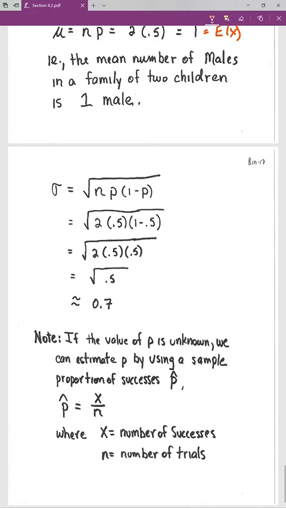And a note, if the value of p is unknown, we can estimate p by using a sample proportion of success, with p hat equal to x over n. X is our number of successes and n is our number of trials. Let me remind you guys that usually we don't know the true population mean and population variance or standard deviation. Usually we do have to use the sample, so using that p hat is not uncommon.